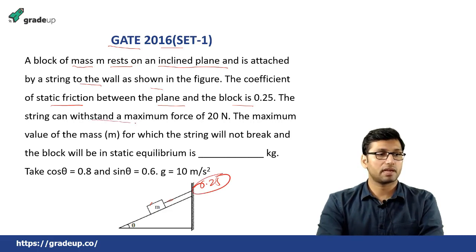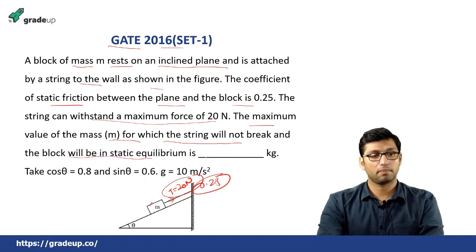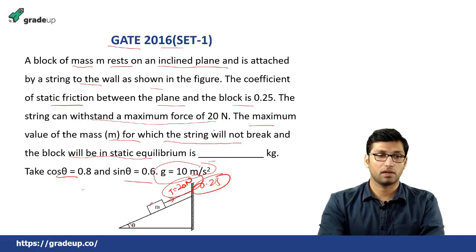The string can withstand a maximum force of 20 Newton. So the maximum force that this string can withstand is given to you, which is 20 Newton. So this tension is given as 20 Newton. Now you have to find the maximum value of mass for which the string will not break and the block will be in static equilibrium. The values of cos theta and sin theta are given, and also acceleration due to gravity is equal to 10 meter per second square.